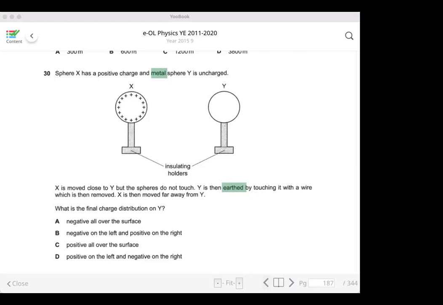Oscar, well done. Let me explain this question to both Ryan and Ethan. What happens when you move close? Let's say now they are very close. On the left side of the Y, the negative will be attracted to the positive, correct? And then what happens to the right side? It will be positive itself.